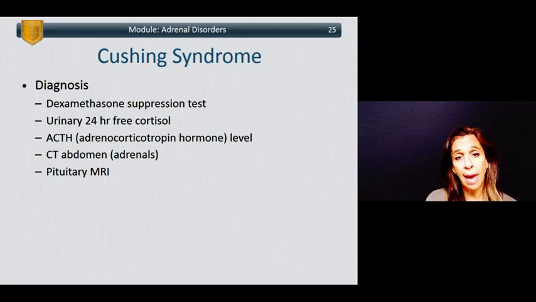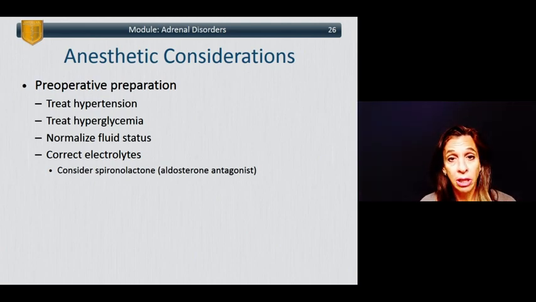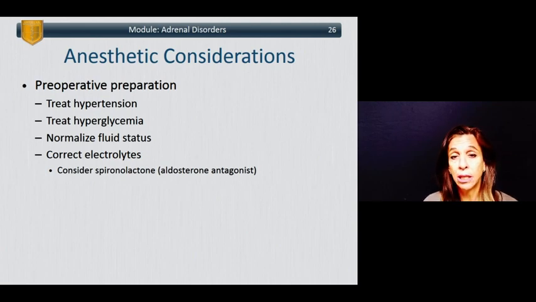A CT of the abdomen may show bilateral adrenal hyperplasia or adrenal tumors, and a pituitary MRI is indicated to evaluate the pituitary gland. Preoperative preparation includes treating the underlying or associated hypertension, treating the associated hyperglycemia, normalizing fluid status. Generally, this is diuresing patients, correcting electrolytes. One can consider spironolactone, which is an aldosterone antagonist.